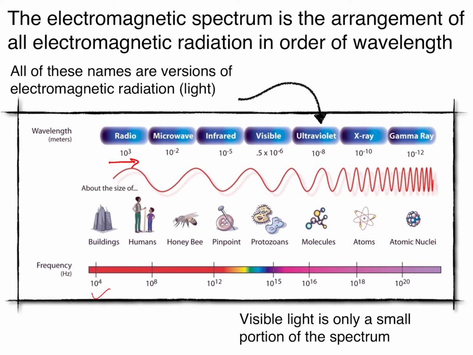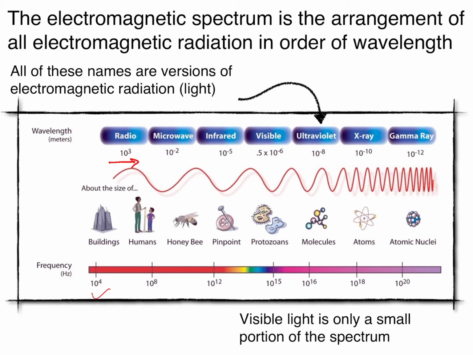Then we have the visible light, which has a wavelength of 0.5 times 10 to the power minus 6 meter. So, that is the range of the electromagnetic wave we can see, which we call light. That is not totally the light, that is only the visible range of light. Then we have the ultraviolet, then the X-rays and the gamma rays.